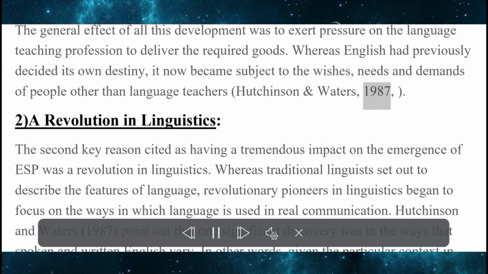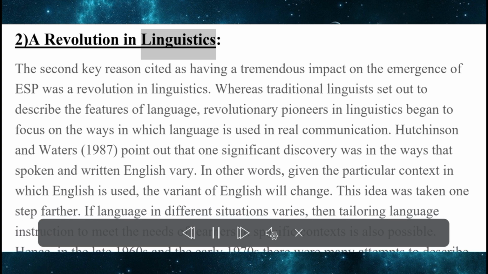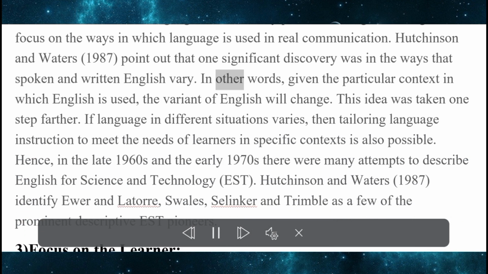Hutchinson and Waters, 1987. 2. A revolution in linguistics. The second key reason cited as having a tremendous impact on the emergence of ESP was a revolution in linguistics. Whereas traditional linguists set out to describe the features of language, revolutionary pioneers in linguistics began to focus on the ways in which language is used in real communication. Hutchinson and Waters, 1987, point out that one significant discovery was in the ways that spoken and written English vary. In other words, given the particular context in which English is used, the variant of English will change.